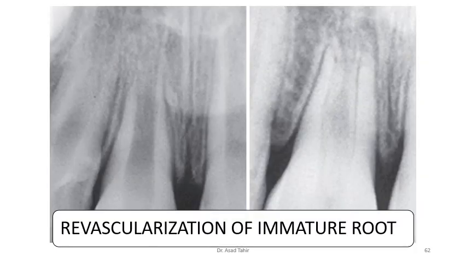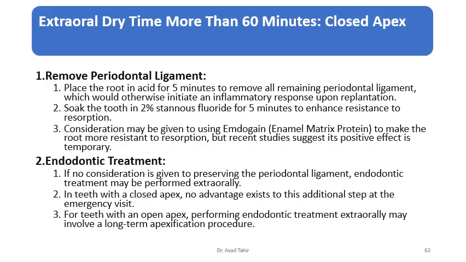Revascularization of immature root. A tooth with an open apex was replanted soon after the avulsion. The checkup radiograph 12 years later confirms that regrowth has taken place into the pulp chamber. It appears that a bone plug has grown in, and new periligament has formed, with a lamina dura within the pulp canal. Extraoral dry time more than 60 minutes, closed apex.